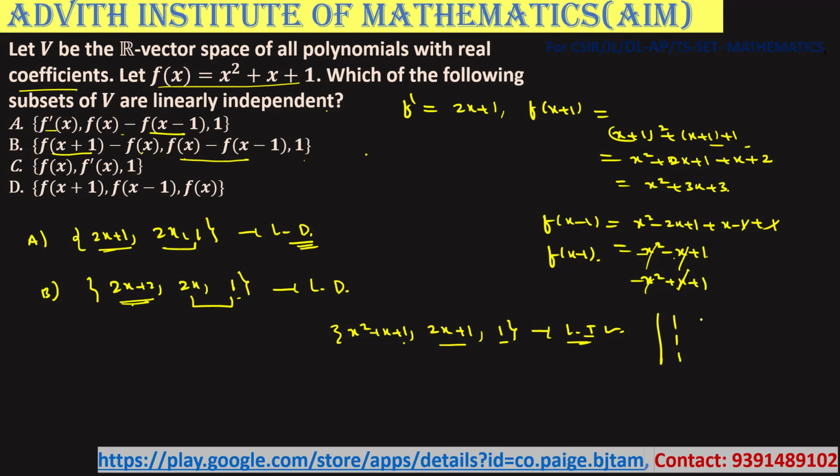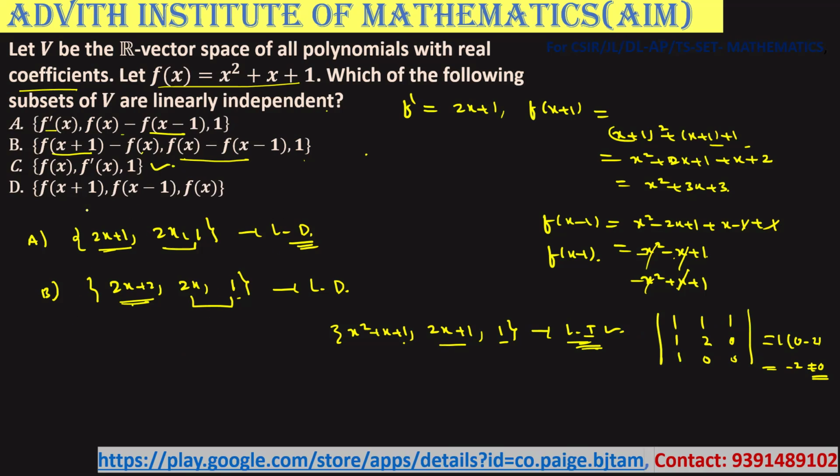For this, 1 2 0, and this 1 0 0. What is its determinant, sir? 1 into 0 0 minus 2, which is equal to minus 2, not equal to 0. So linearly independent. So therefore option C is the linearly independent set.